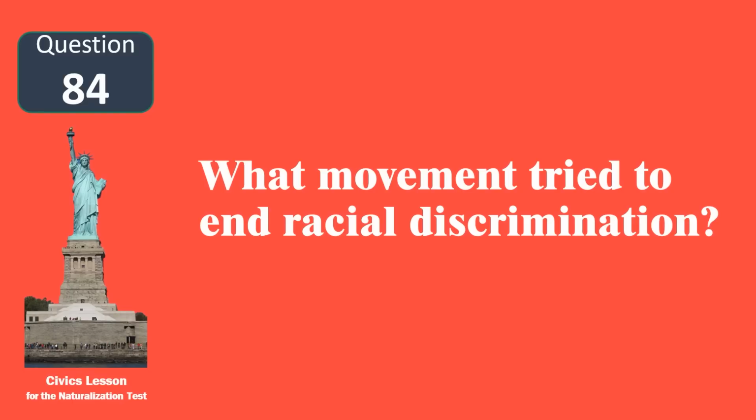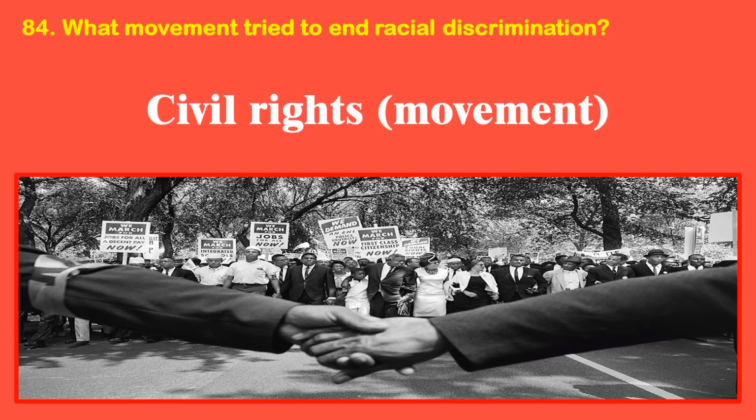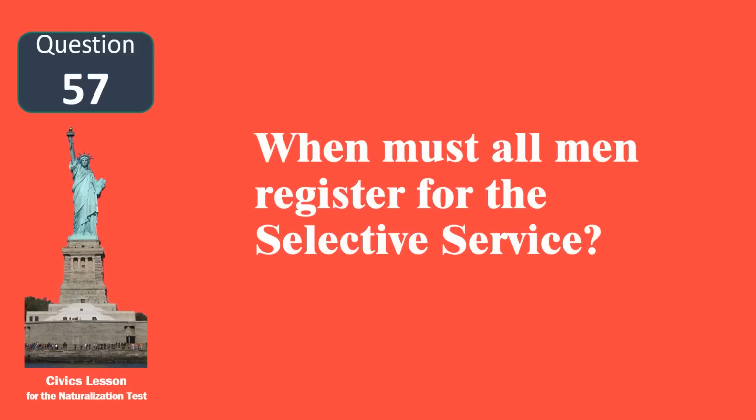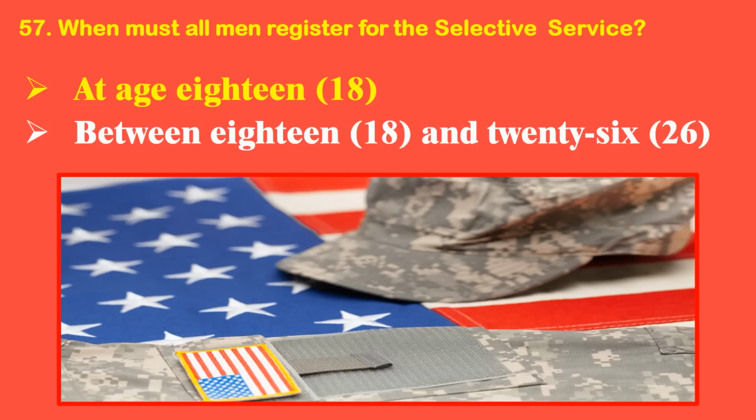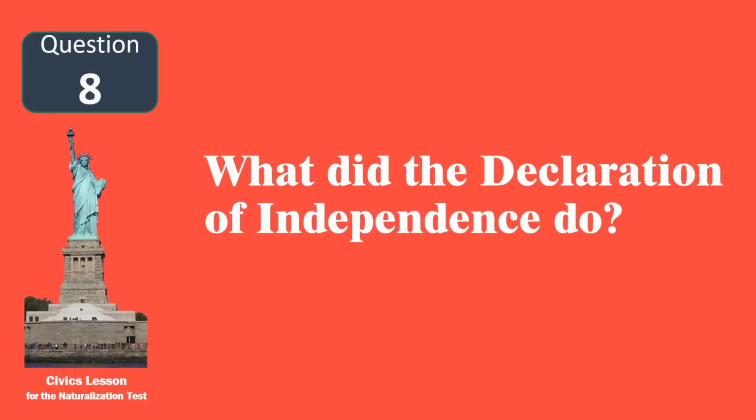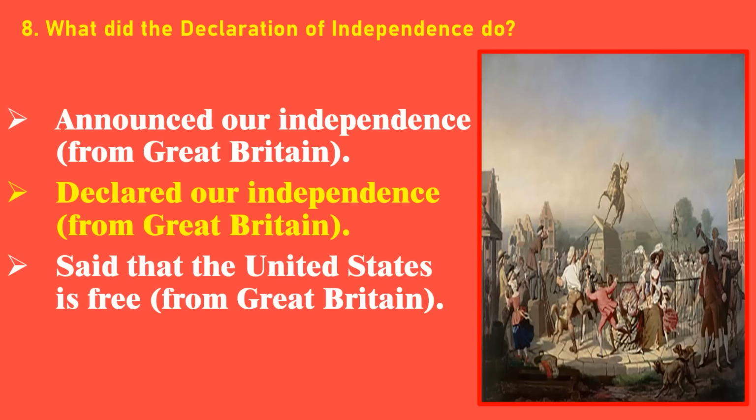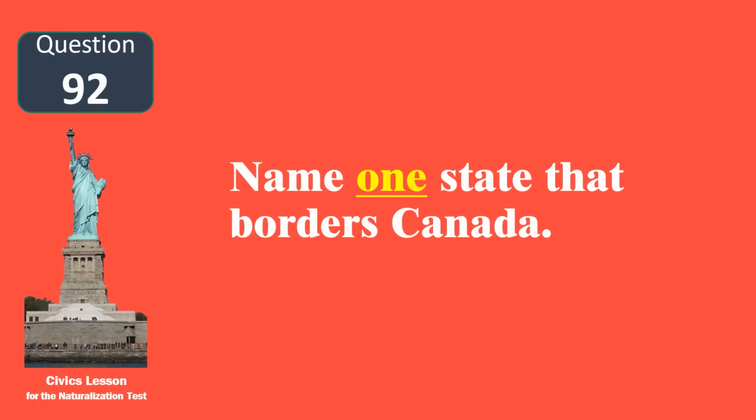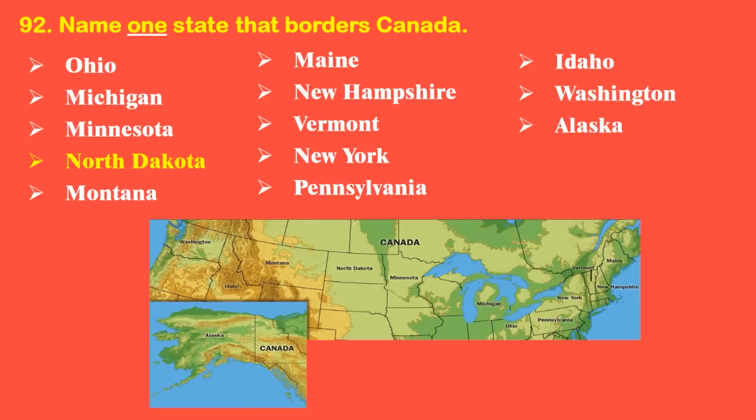What movement tried to end racial discrimination? Civil rights movement. When must all men register for the Selective Service? At age 18. What did the Declaration of Independence do? Declared our independence from Great Britain. Name one state that borders Canada. North Dakota.